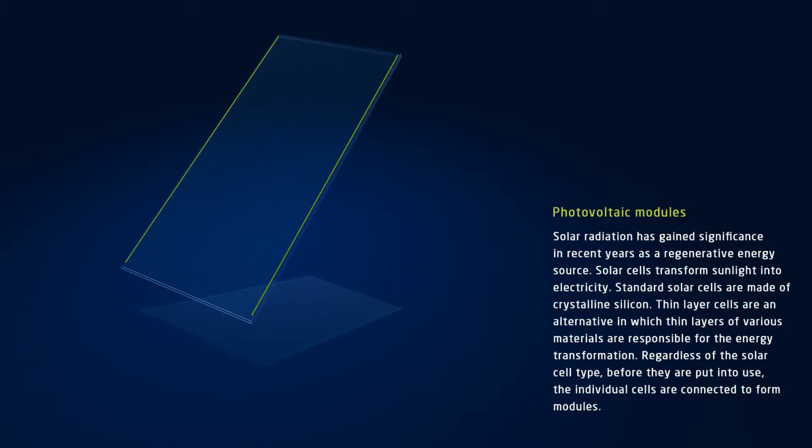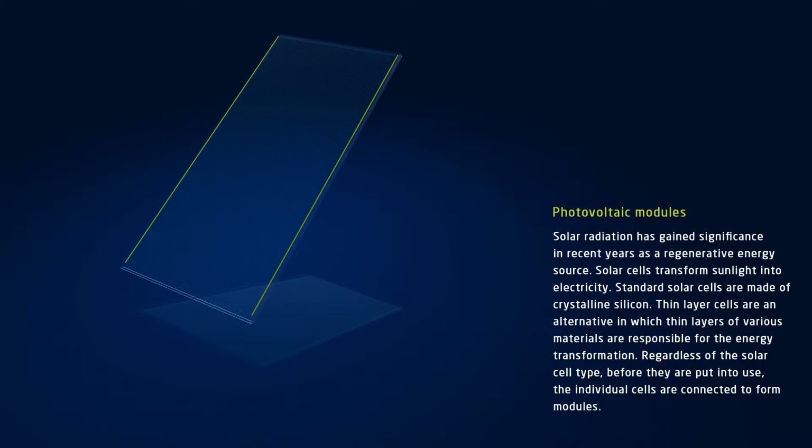The availability of solar radiation as a regenerative energy source is nearly unlimited. For this reason, in recent years, the use of solar energy to generate electricity has increased. Solar cells transform sunlight that strikes them into electricity. Standard solar cells are made of crystalline silicon.